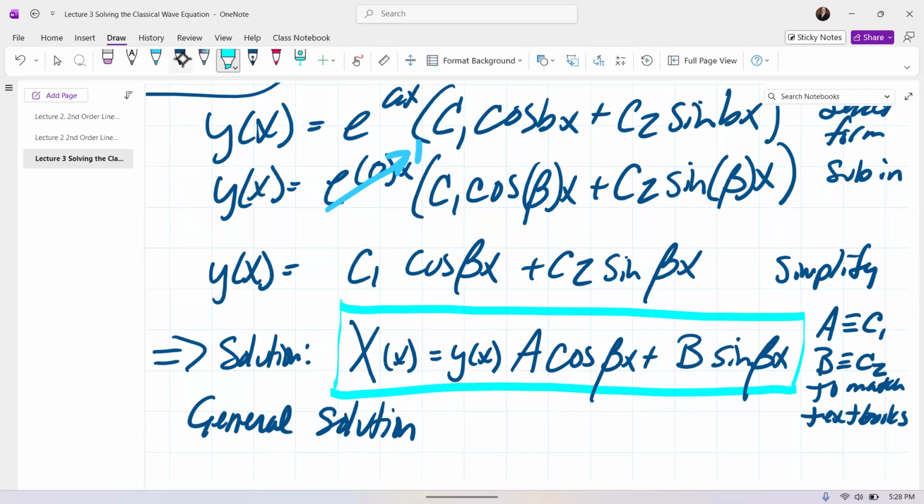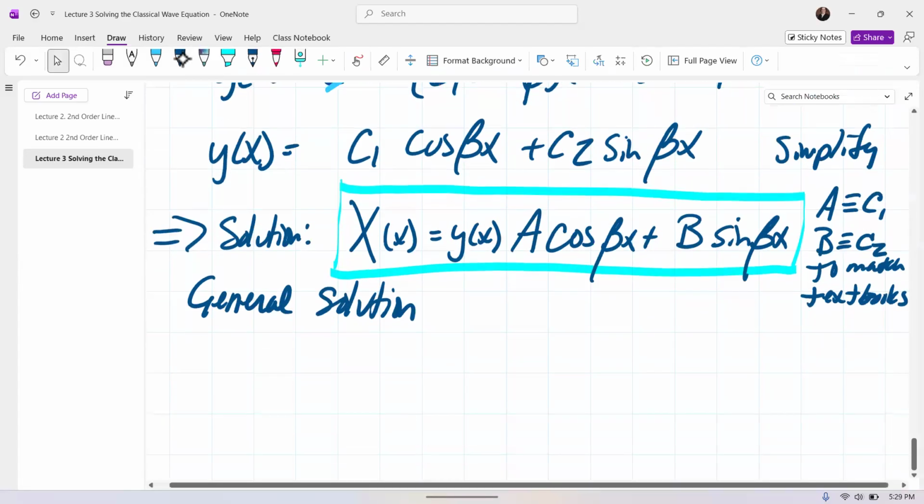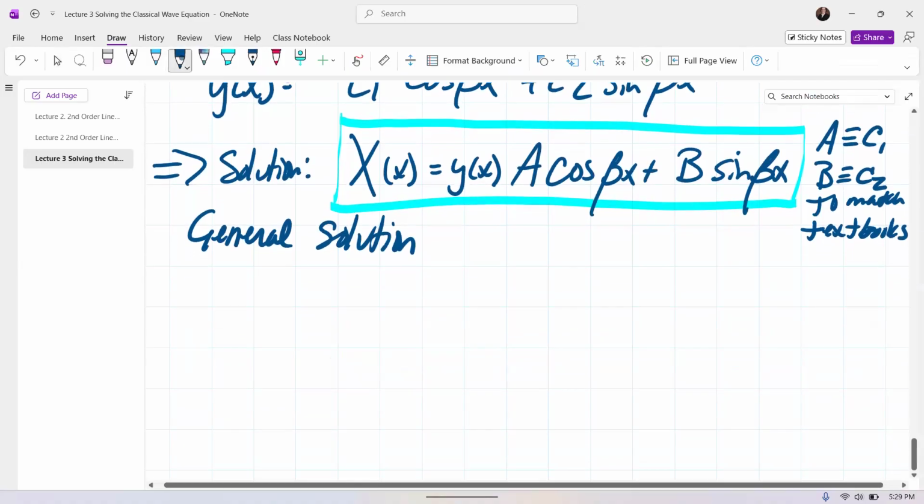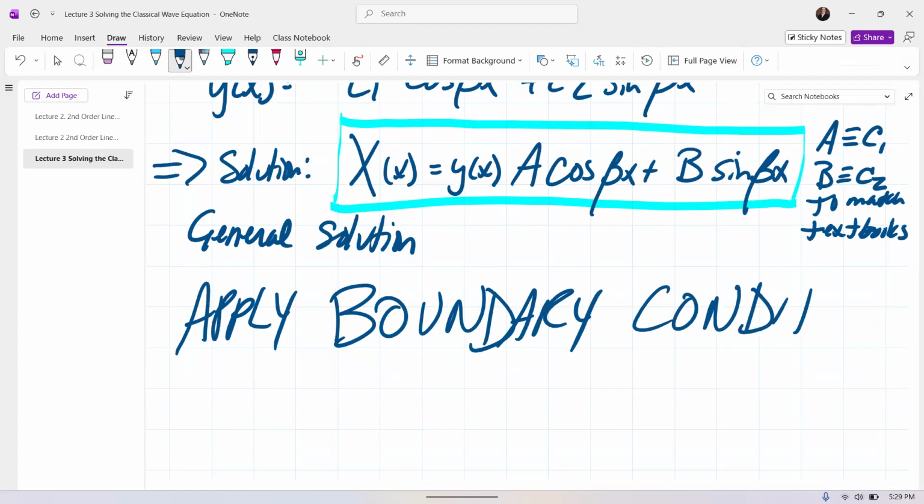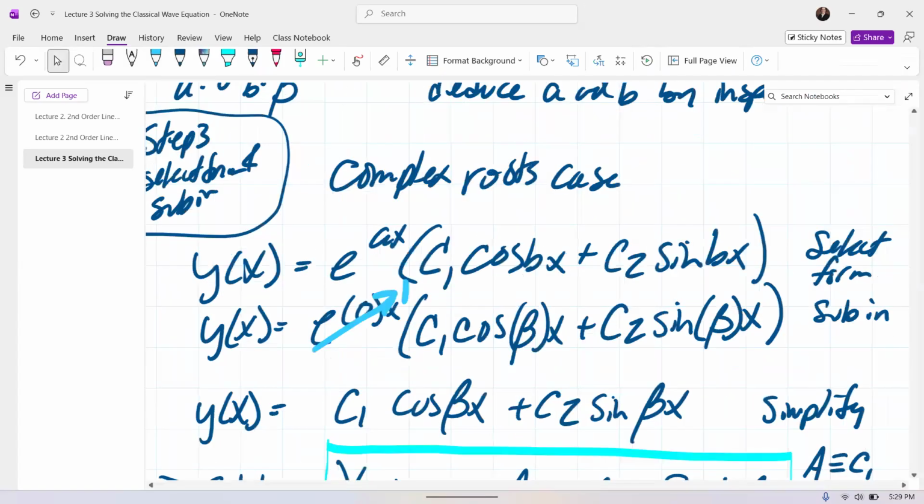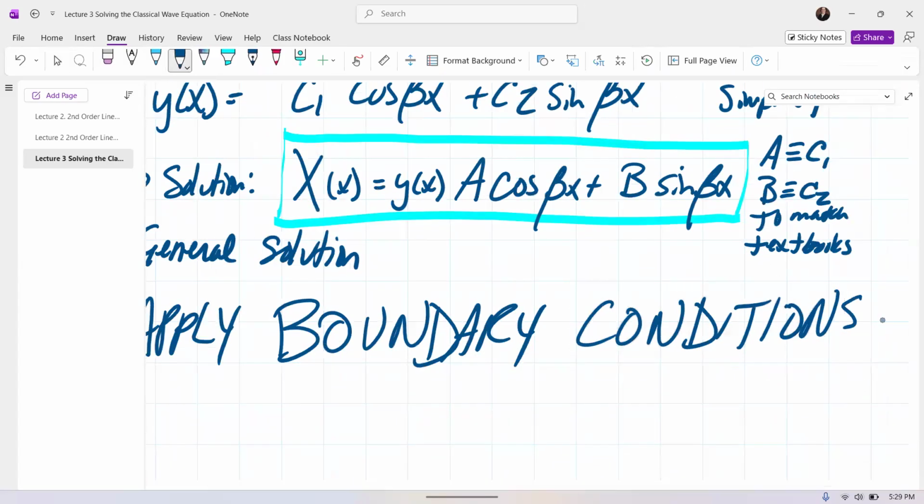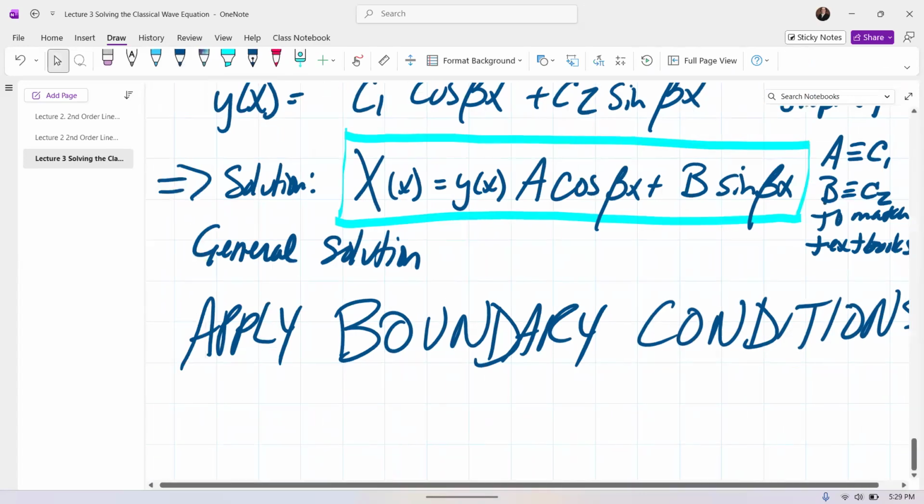Okay, great. Now, what happens next? Do you remember that we have the boundary conditions? So what we need to do now is apply the boundary conditions. Apply the boundary conditions is the next thing we need to do.